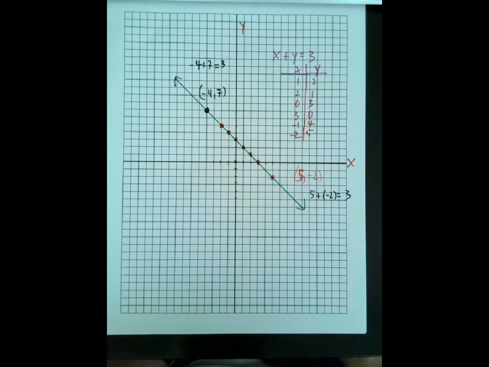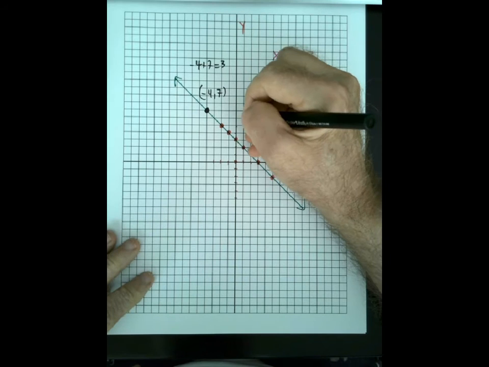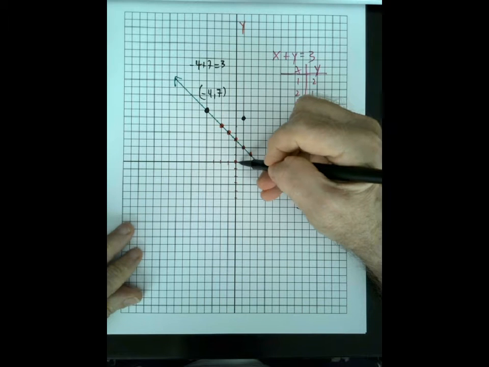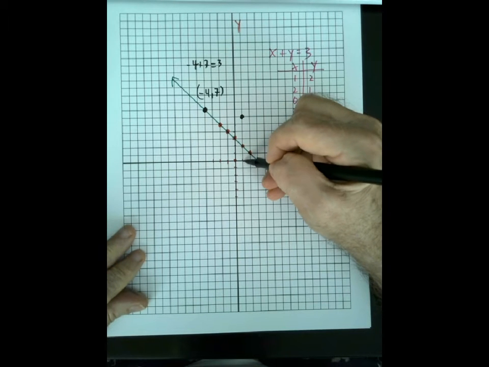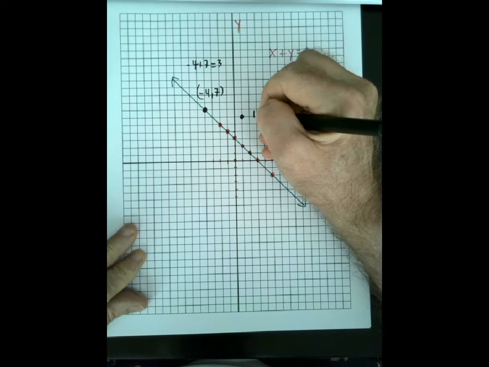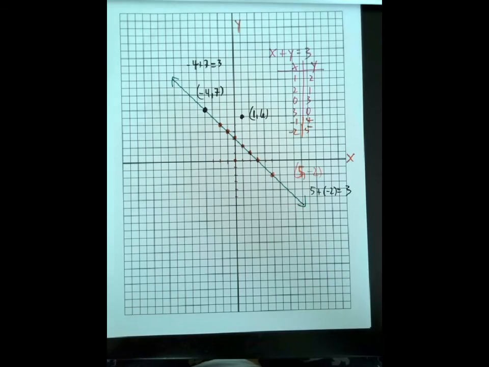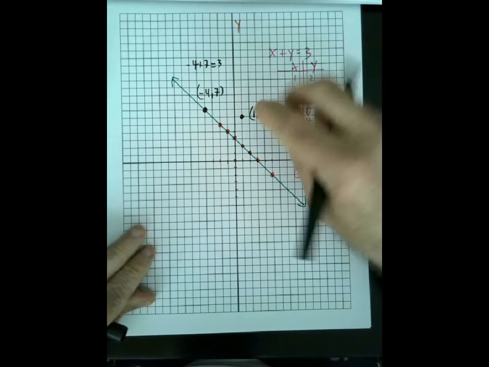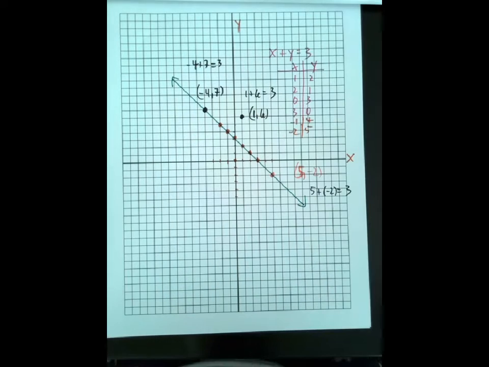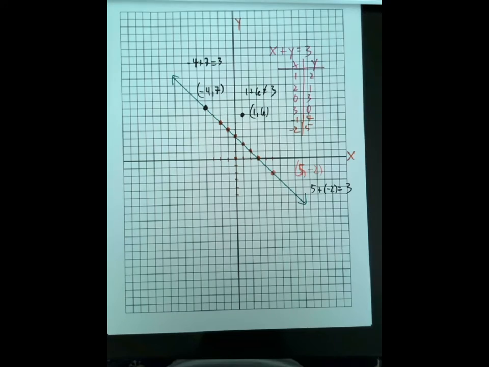Now, what about a number? What about this point right here, which is clearly not on the line? Well, that's over 1. Its coordinates are 1 to the right, 1, 2, 3, 4, 5, 6. That's the ordered pair 1, comma 6. And you can see that if we substitute 1 in for x, 6 in for y, 1 plus 6 is not equal to 3. So that's not a solution.